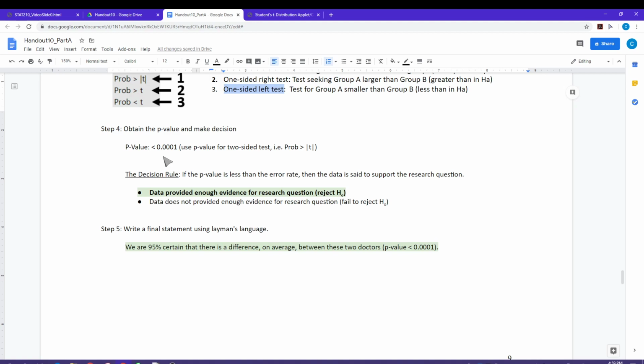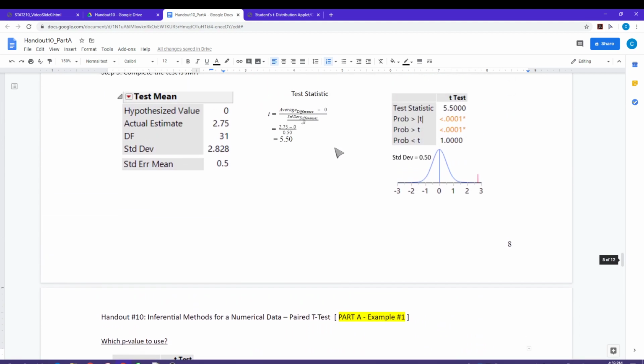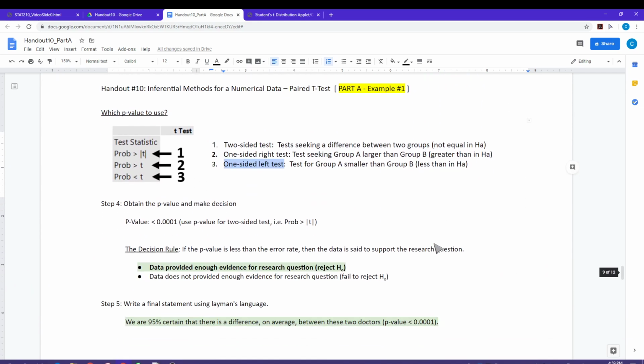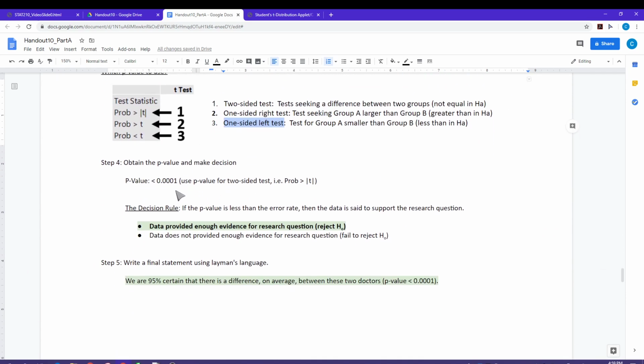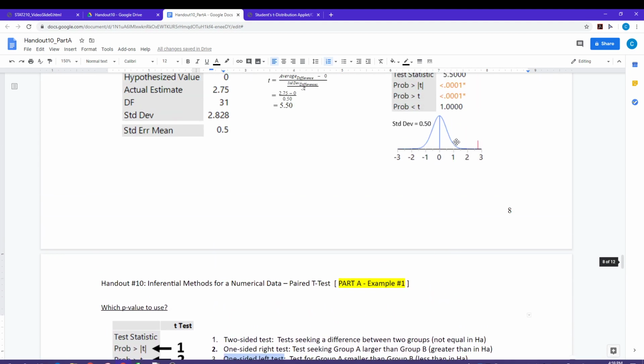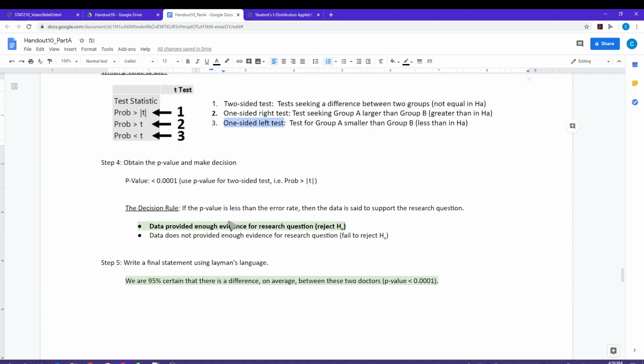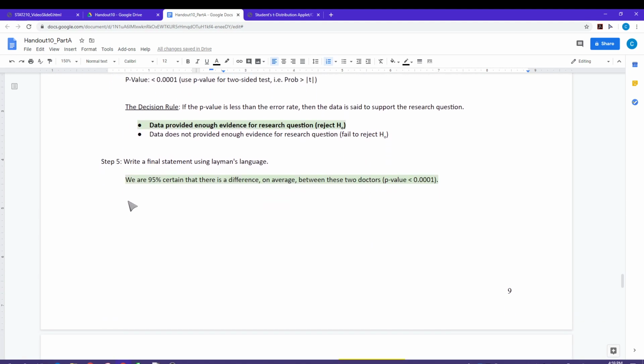Okay, let's keep going. Obtain the p-value. Well, the one that I'm going to want to use is p-value number 1 here. This is a two-sided test. If I go back up here, I just want to know whether or not there's a difference. The research question is just asking, is there a difference? So it's two-sided. So my p-value here is going to be less than 0.0001. Is that less than 0.05? Yes, it is. So I do have enough evidence for the research question. So I get to say that we are 95% confident that there is a difference on average between these two doctors.